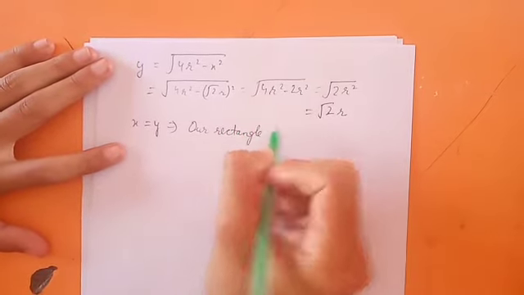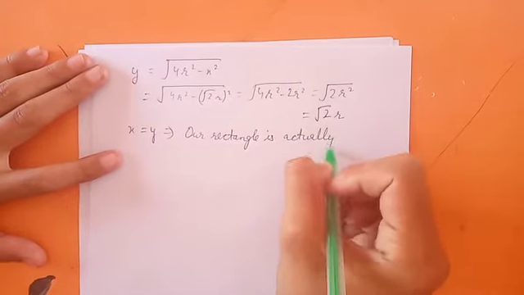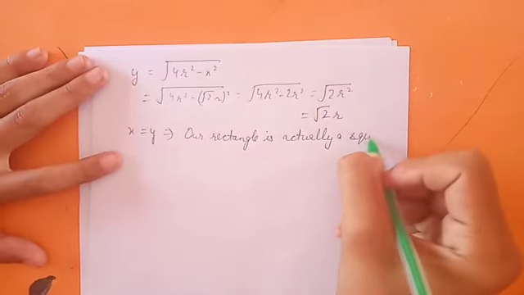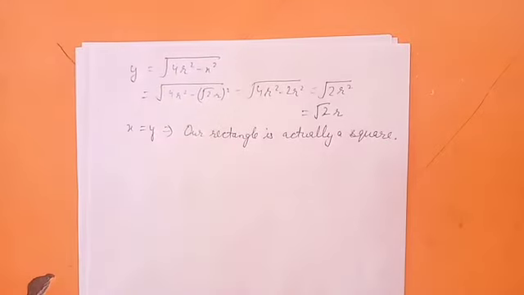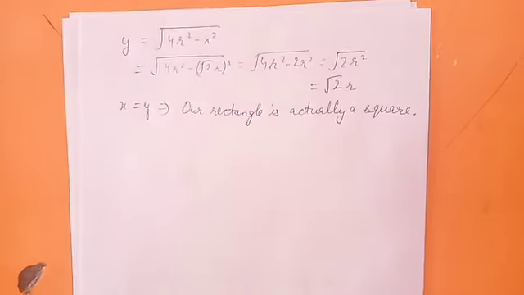rectangle is actually a square. Okay, one thing is proved, that it is a square of side root 2r.